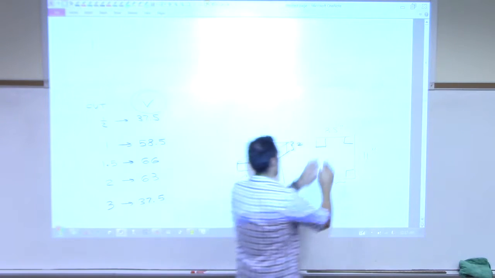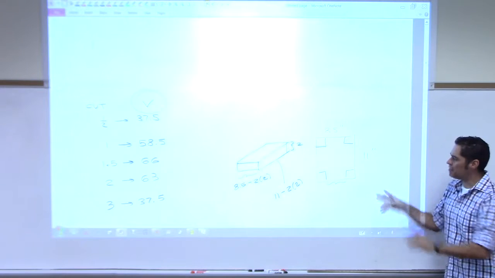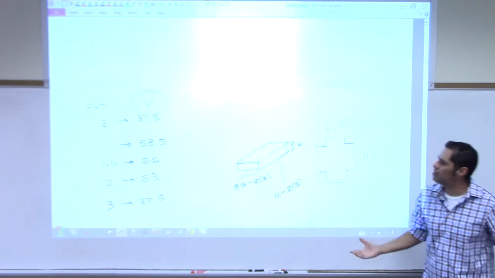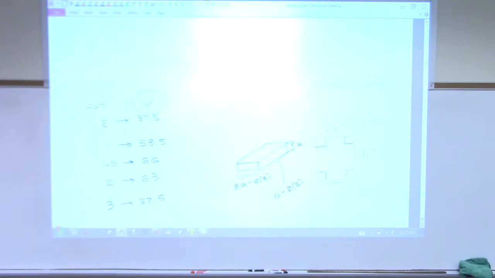Go back to this sheet of paper. Y'all think about it. What's the biggest cut you could make? What's the smallest cut you could make? Formula yet? No?